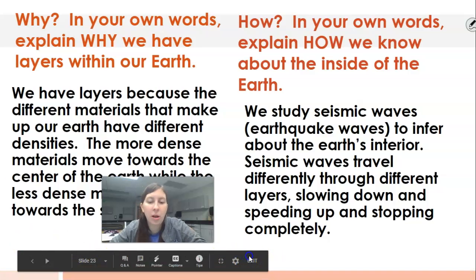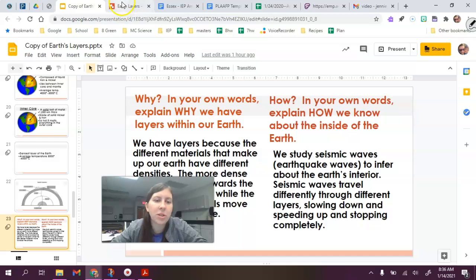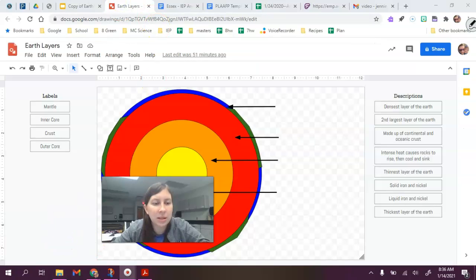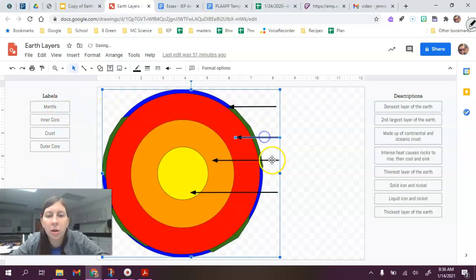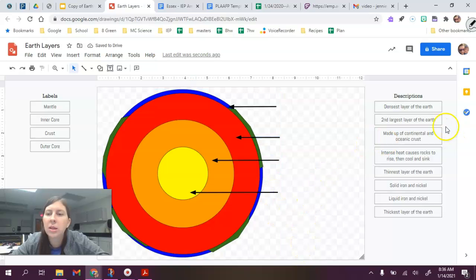After we've gone through all these notes, you are going to complete this assignment on Schoology. It's called Earth Layers Diagram. You are just going to label the 4 layers of the Earth, and then you're going to add 2 descriptions for each layer. So I've included the notes in Schoology, so you are welcome to use the notes to help you pair up the labels and the descriptions, and put them next to the arrows. You will have 2 descriptions for each layer. Let me know if you have any questions.